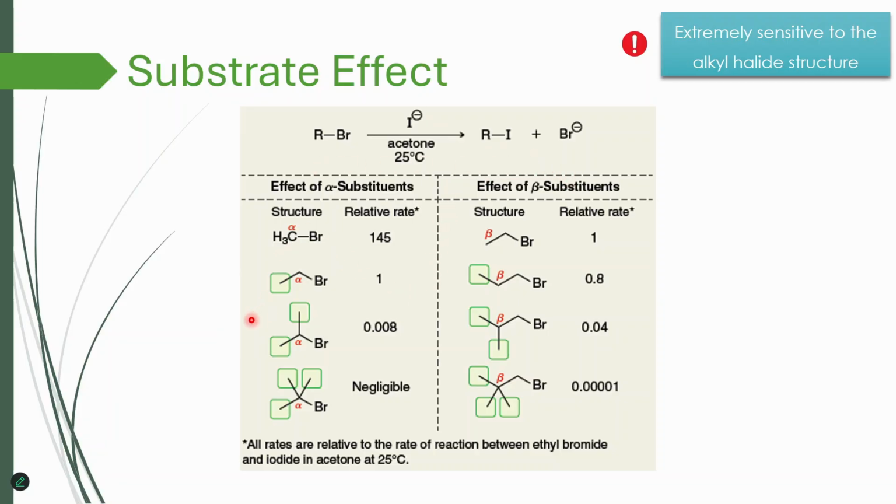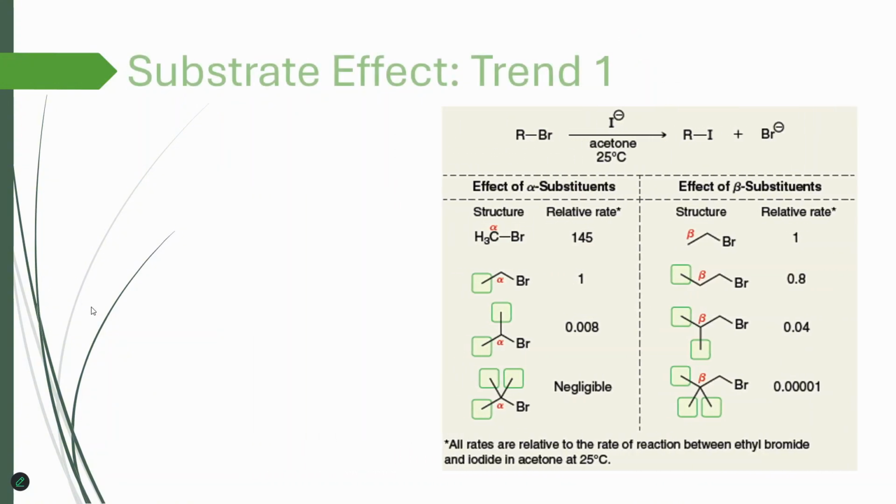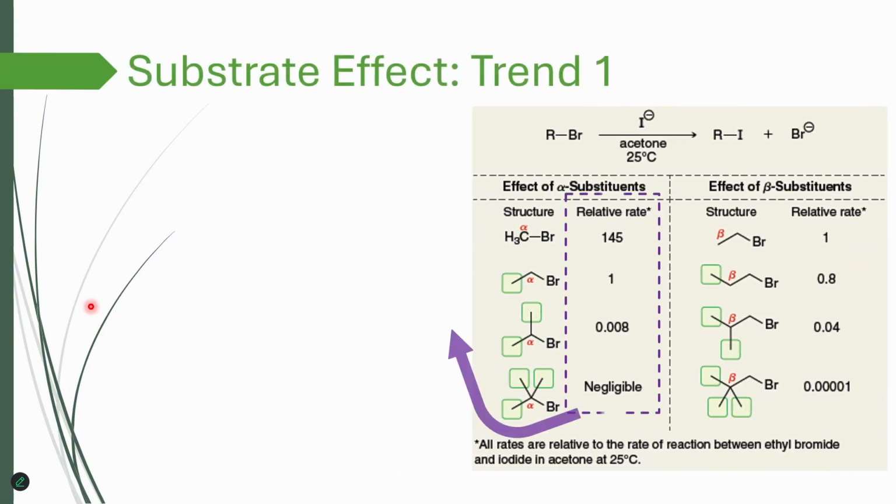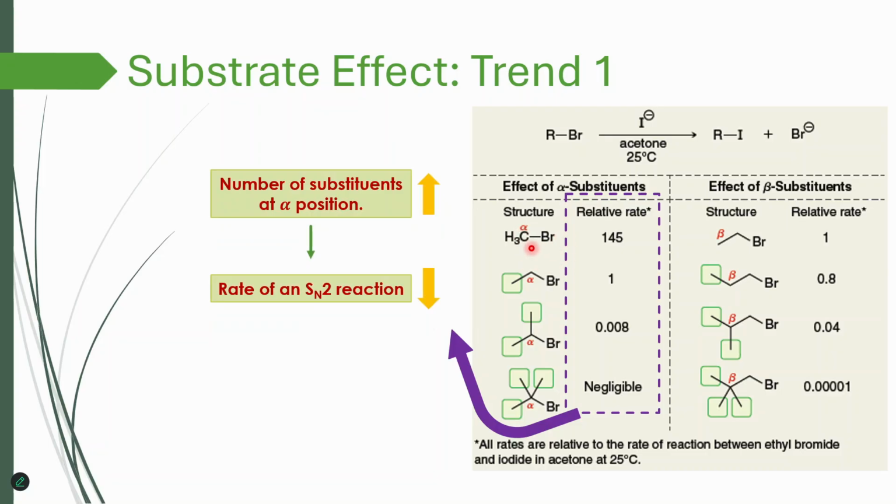And they have measured the rate with different substituents. Two trends have been observed. So let's start with trend number one. As you can see here, if you increase the number of substituents at the alpha position, the rate substantially decreases. So here I have my alpha carbon and there's no other alkyl group. So this is methyl, 0 degree. This is primary, this is secondary, this is tertiary. And as you increase the number of substituents, basically the number of beta substituents, the rate decreases dramatically. That's the first trend that we have to talk about.